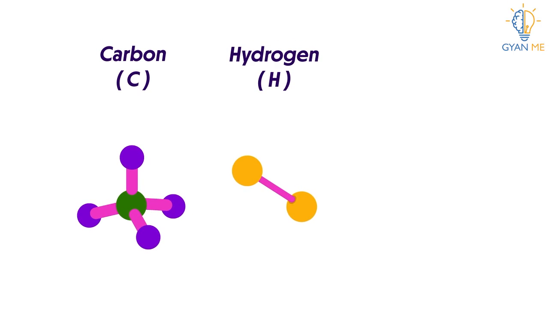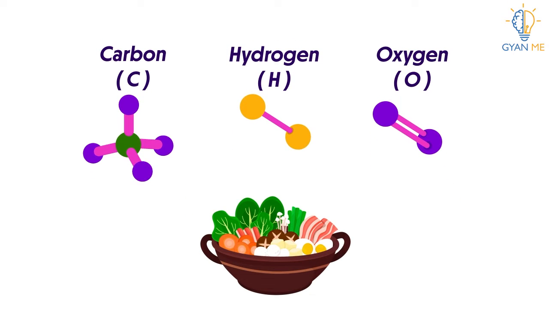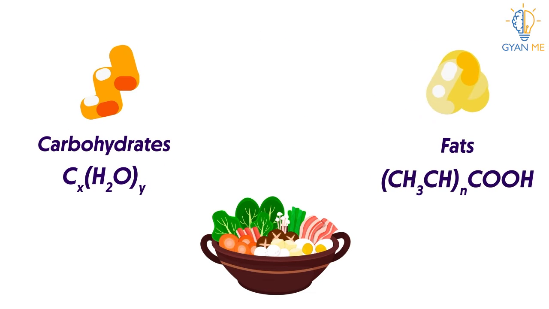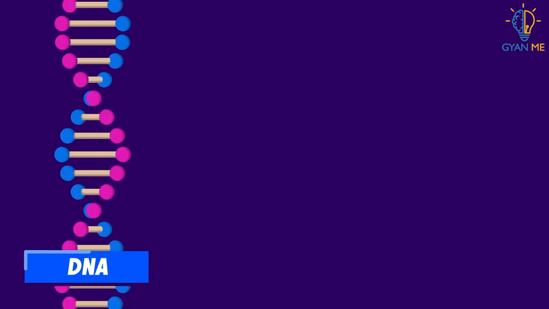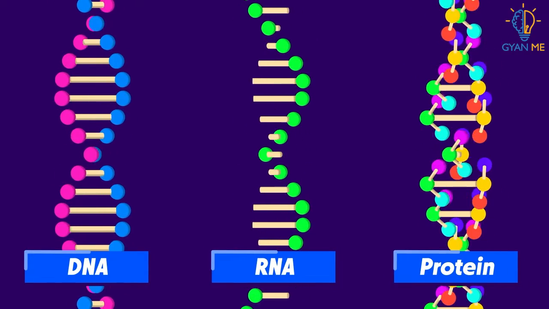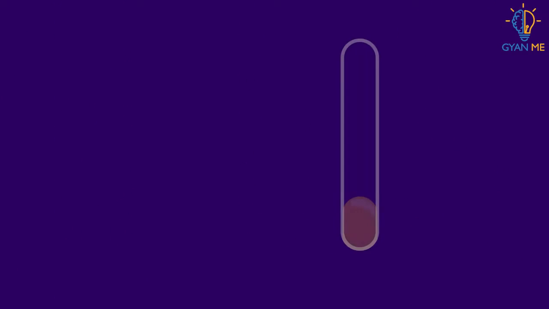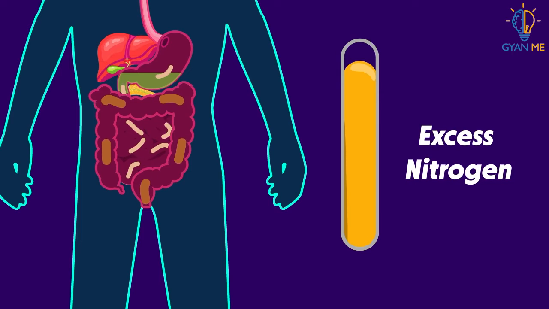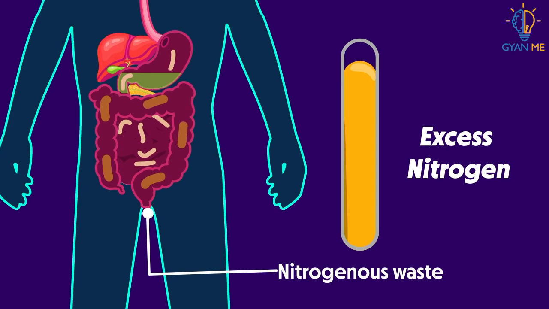Students, note that carbon, hydrogen, and oxygen in the food we eat are extracted and stored in the form of carbohydrates and fats, while nitrogen that we consume in the form of food is used up in the making of DNA, RNA, and proteins. The excess nitrogen is excreted from the body in the form of nitrogenous waste.